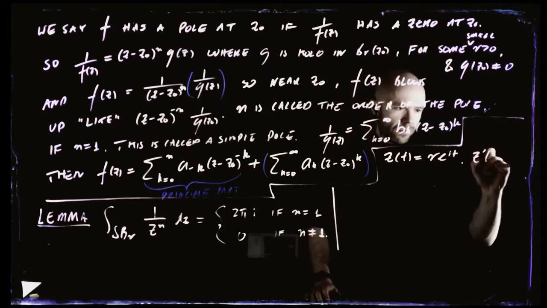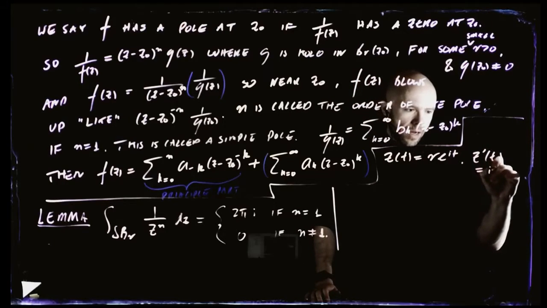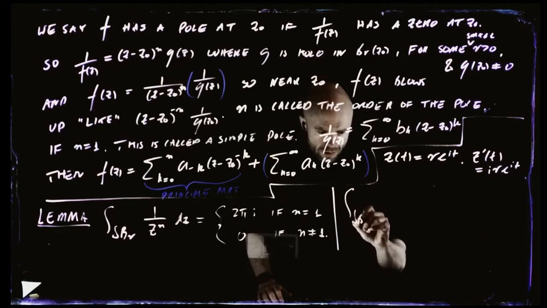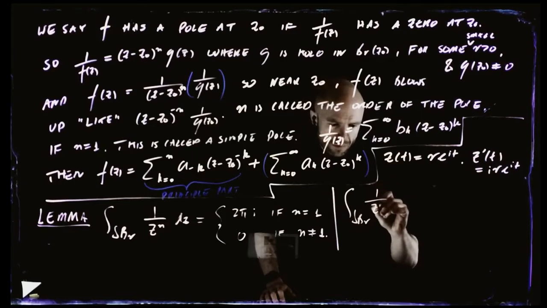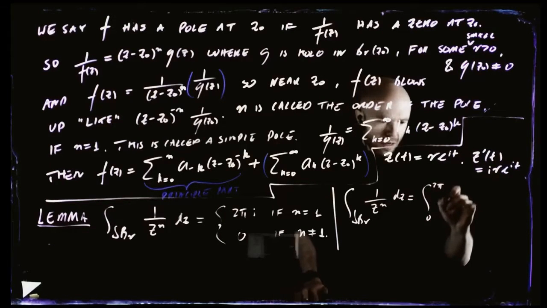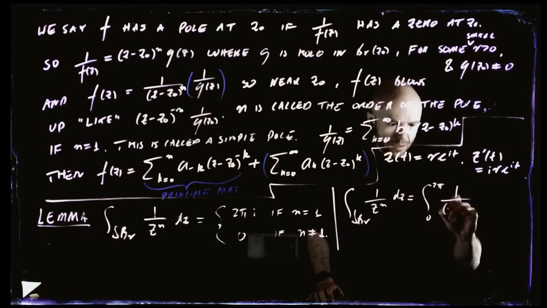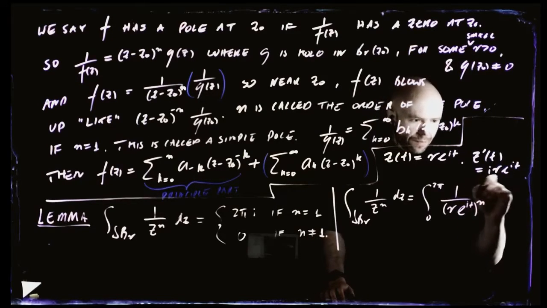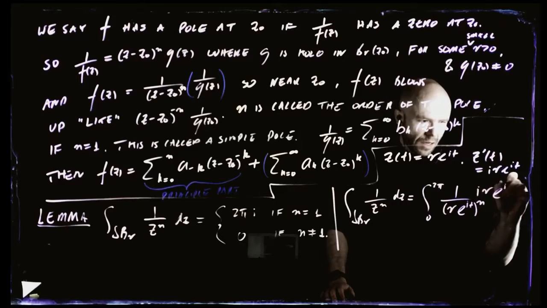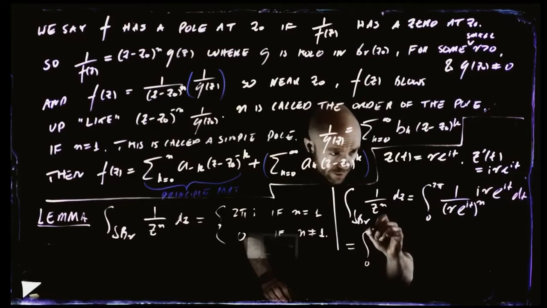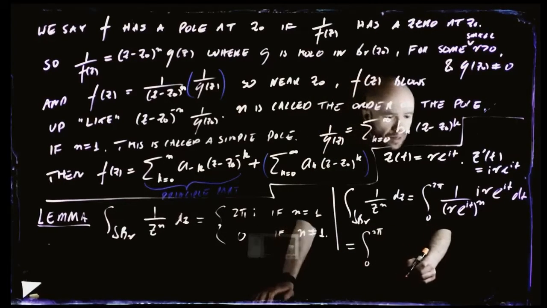z prime of t is equal to i r e to the it. And then let's see what happens when we do this integral. I'm going to integrate from 0 to 2 pi, 1 over this thing, and then i r e to the it dt, just using the definition of contour integration. So then we have a fair bit of cancellations here, right?